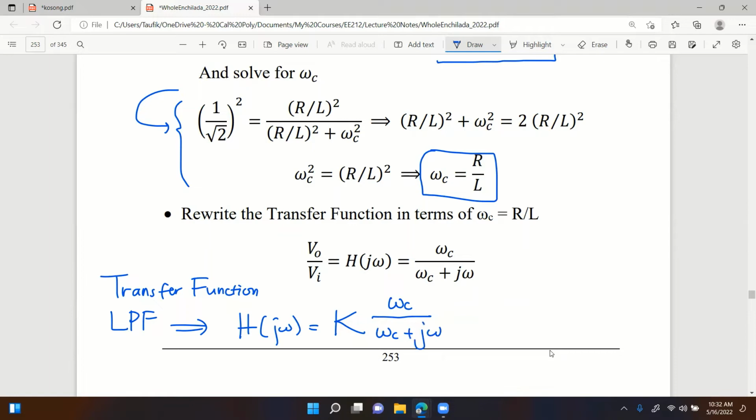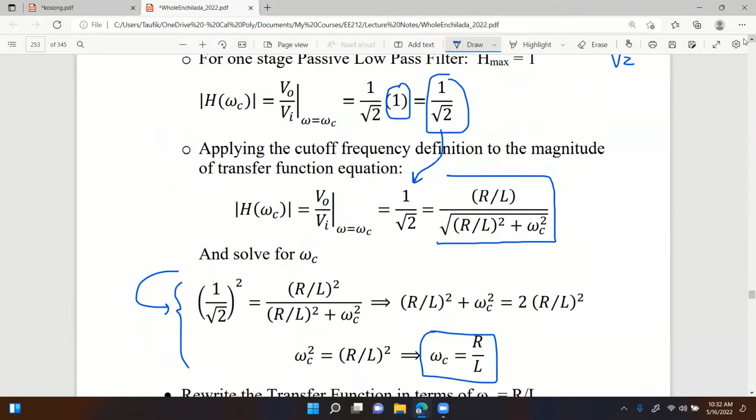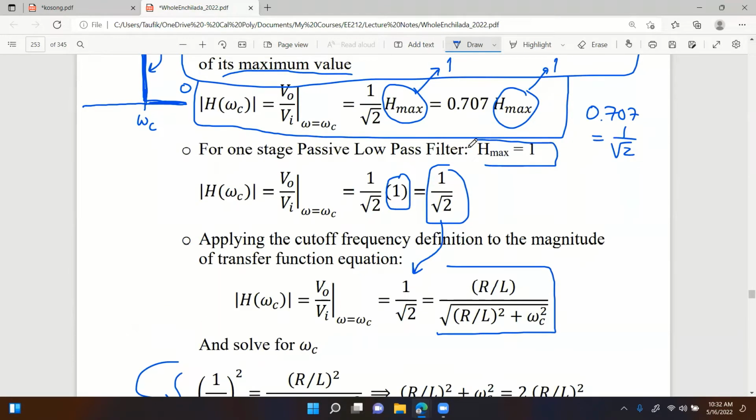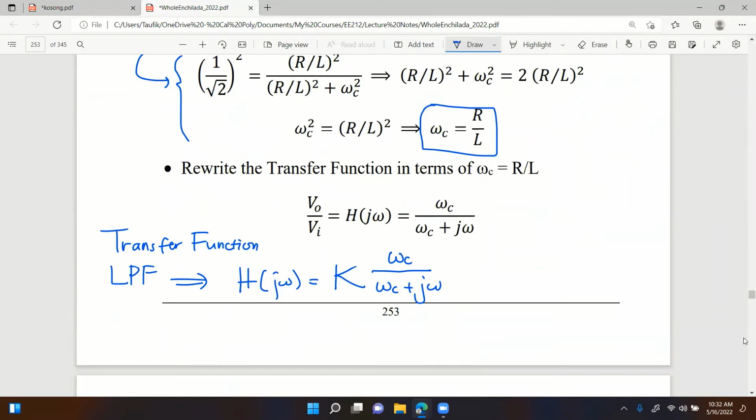there. Now, K in this case is our gain, but for a low pass filter, as I said earlier, the maximum gain is equal to 1. H max is equal to 1. So therefore, K for our current circuit is equal to 1, right? And then omega C is our cutoff frequency. So if you already know the cutoff frequency, then you can rewrite the equation in this general format, right?